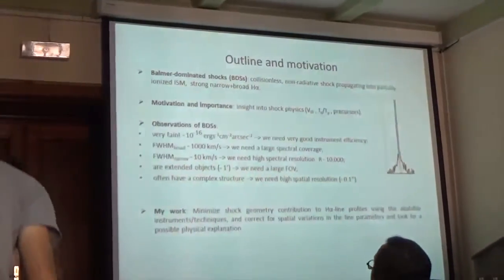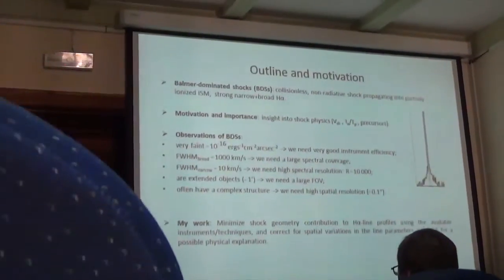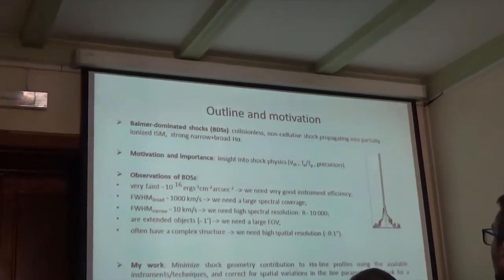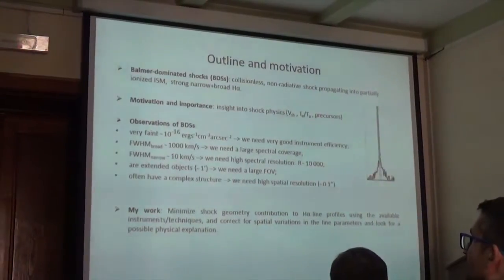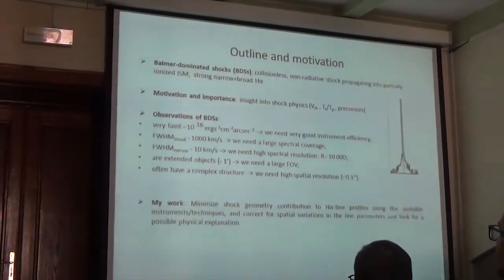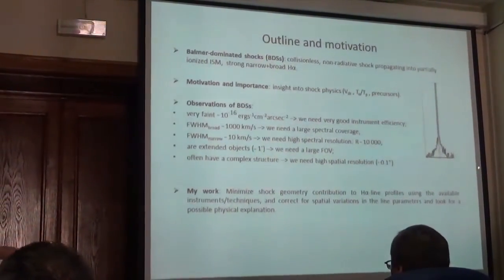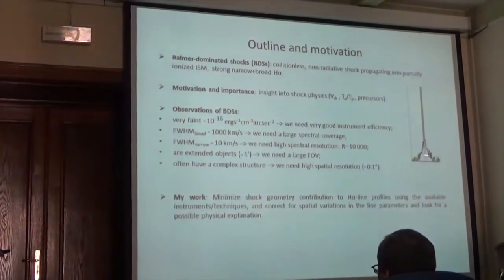So we already got a nice introduction yesterday on Balmer emission and Balmer dominated shocks by John Raymond. Briefly, these are collisionless non-radiative shocks propagating in partially neutral medium. And the main spectroscopic signature of these shocks is the two-component H-alpha line, which is the strongest one. So you see the narrow and the broad line.